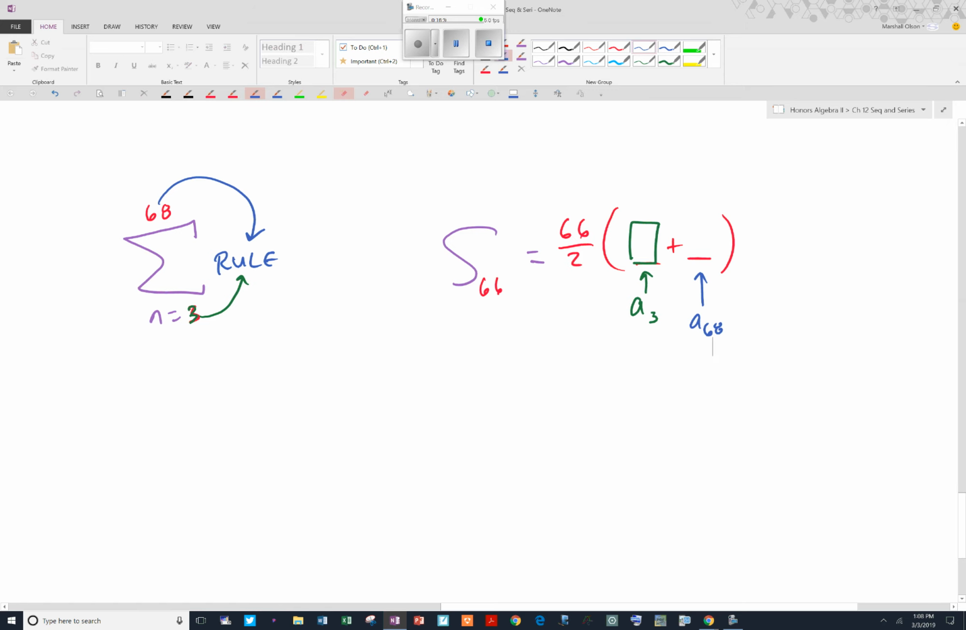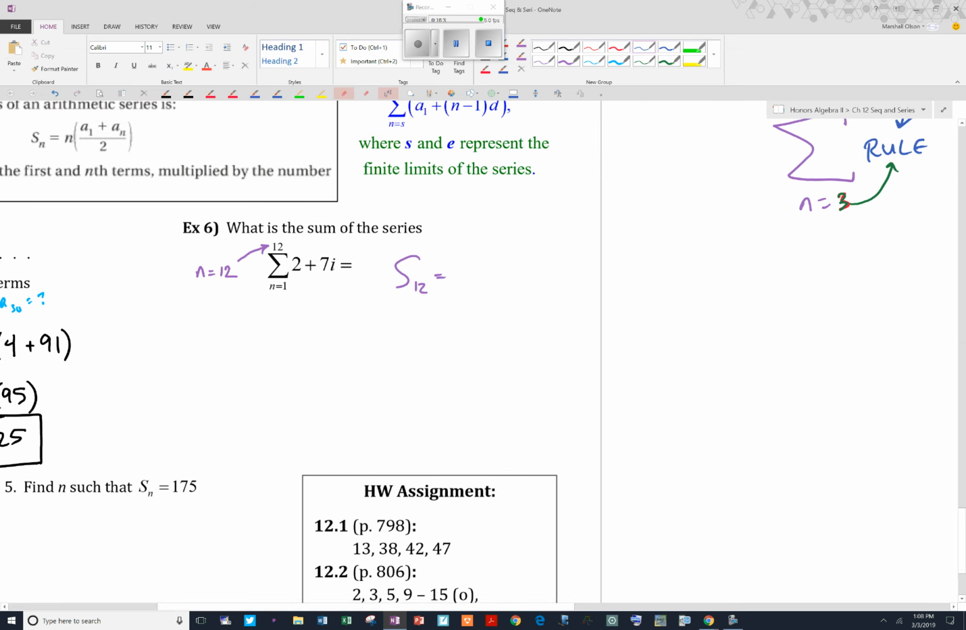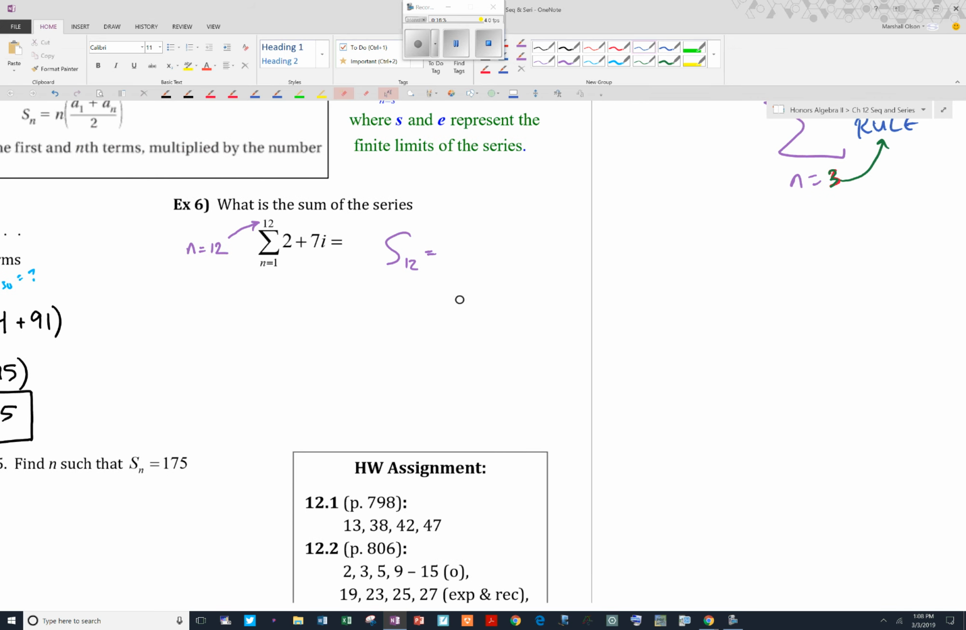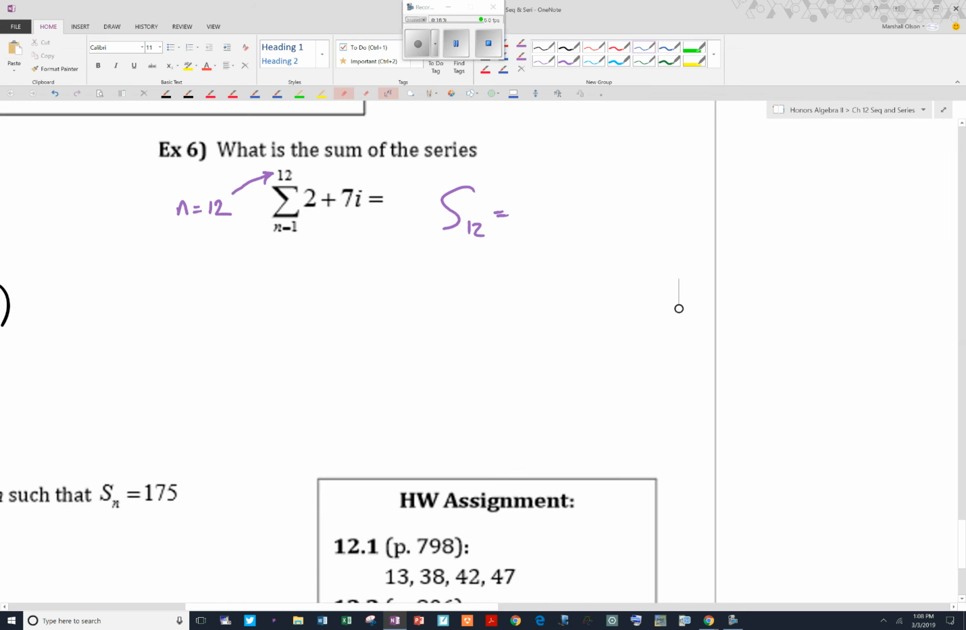All right, let's see that in action here now. We've got 12 terms, we know for a fact, because n equals 1 then. So n equals 1 to 12 means we have 12 terms. So we're going to have 12 divided by 2 times.